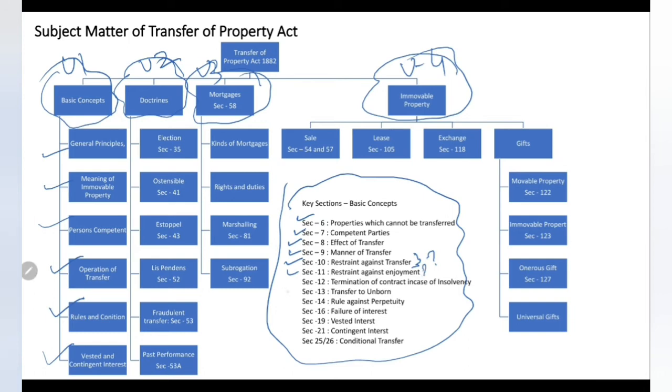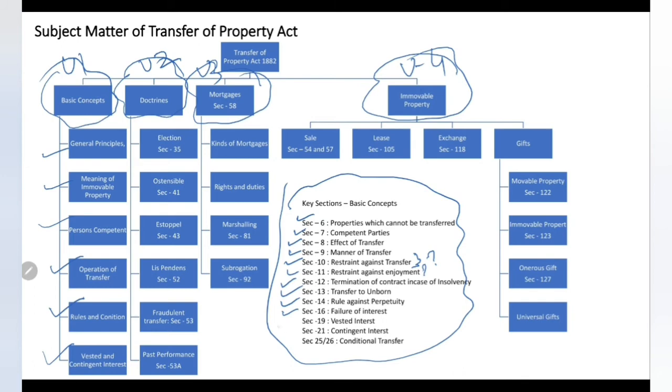Termination of contract in case of an insolvency is dealt in section 12. Transfer to an unborn child, can we transfer it? They are dealt in section 13. Rule against perpetuity, section 14. Failure of interest, dealt in section 16.